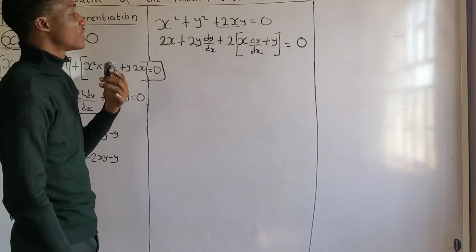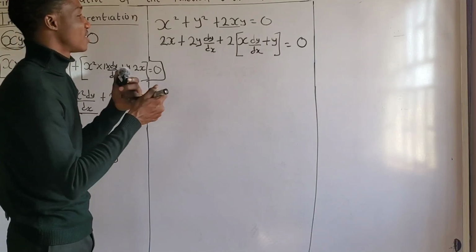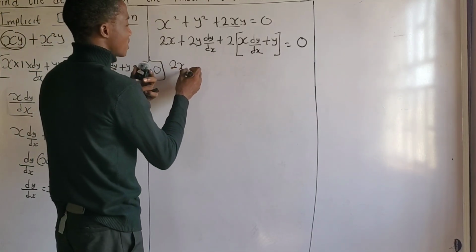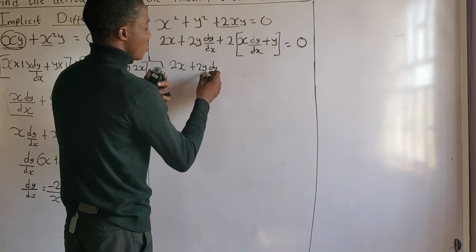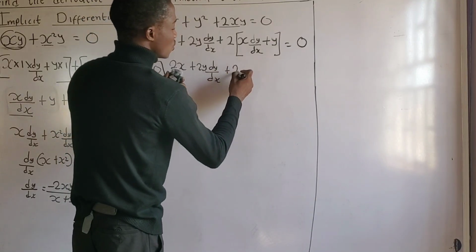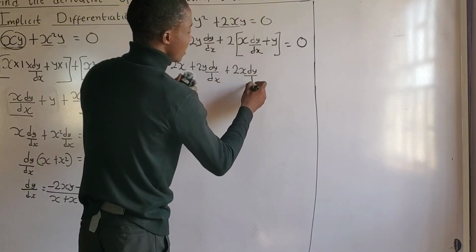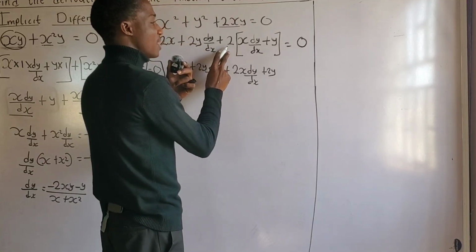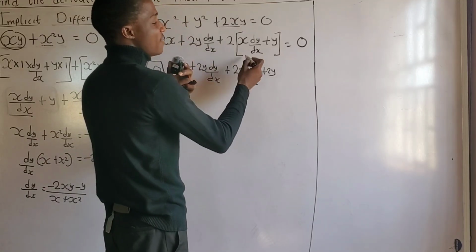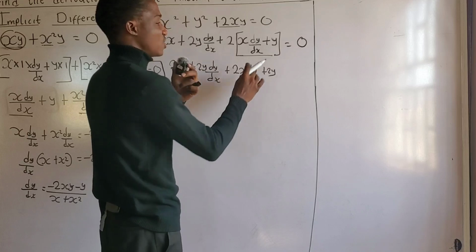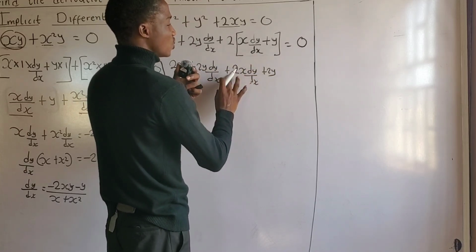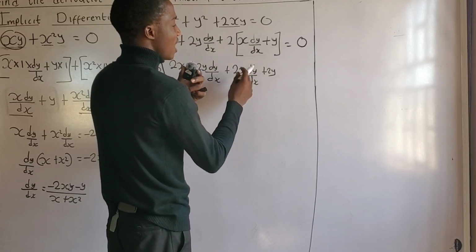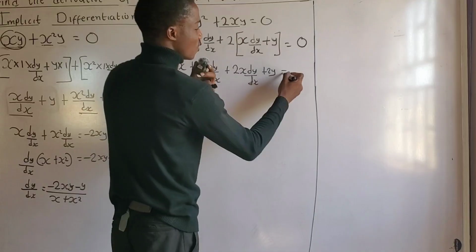Now, having gotten to this point, I'm going to have 2x plus 2y dy over dx plus 2x dy over dx plus 2y. Do you know what I did? I just opened this and multiplied the 2 by everything that I have here. Do you understand? So that's how I got this. 2 times this will give me this, and 2 times y will give me 2y. This will be equal to 0.